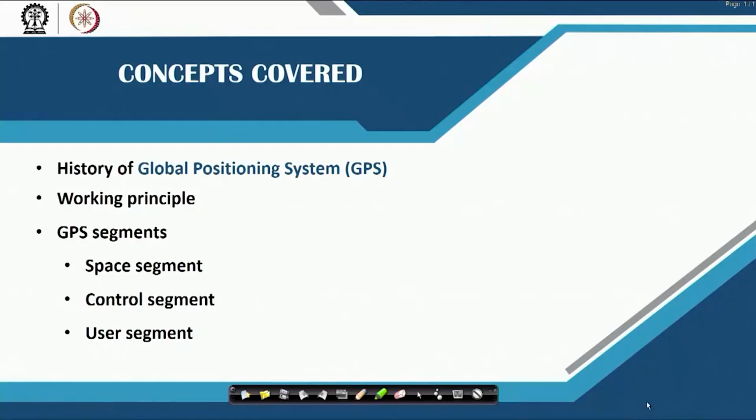In today's class, I would look at the history of global positioning system. It is very good to understand the history of what a global positioning system is. Then let us look at the working principle of global positioning system. Once we have understood how it works, then we would look at different segments in a GPS, that is a space segment, a control segment, and a user segment. How each of these segments are designed, how these are operated, and when you are looking at the entire system, what is its contribution to the overall system. Let us look at all of these one by one.